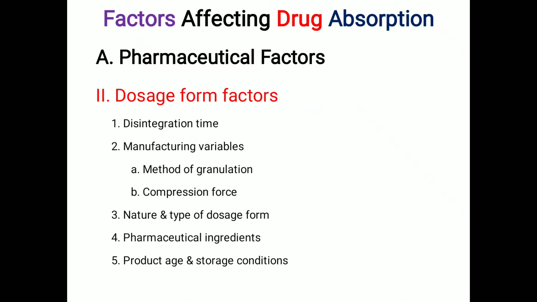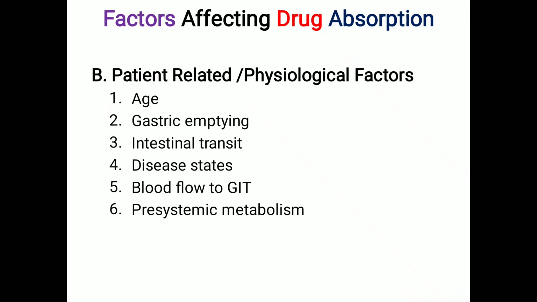The next category of pharmaceutical factors is dosage form factors. Those are disintegration type, manufacturing variables, nature and type of dosage form, pharmaceutical ingredients, product age and storage conditions. Various patient related factors are age, gastric emptying, intestinal transit, disease states, blood flow to the GIT and pre-systemic metabolism. So these are the listed factors which mainly affect the drug absorption.